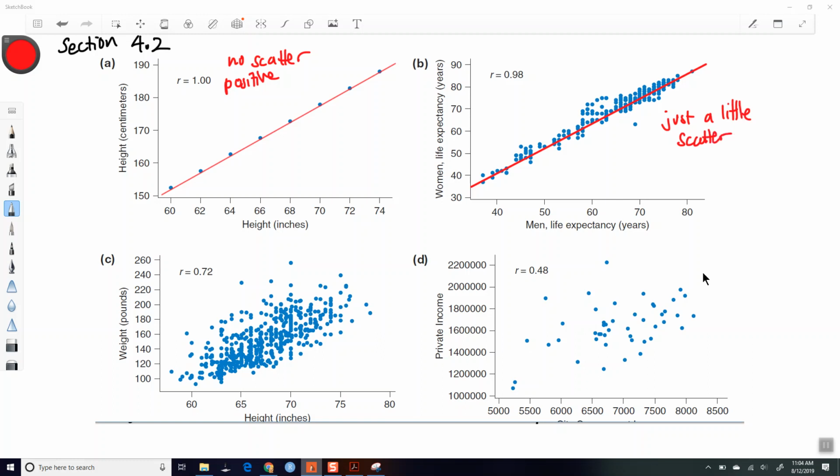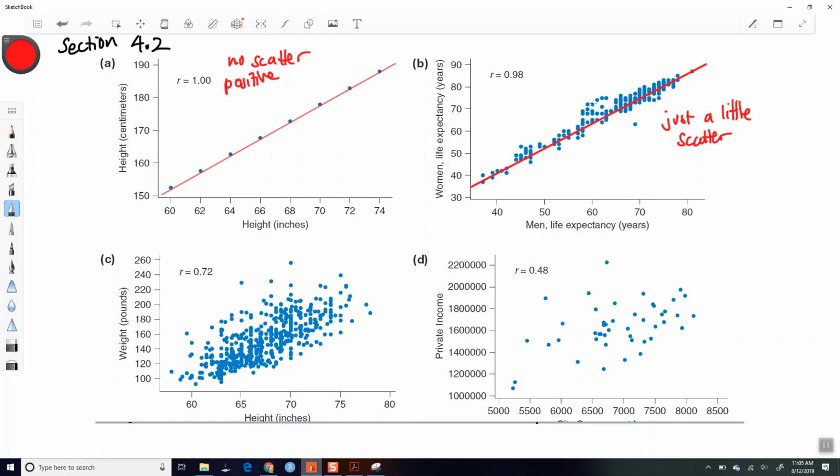And still a positive relationship. This is life expectancy for men and life expectancy for women across different countries. Here's a country where the mean life expectancy for men is like 80, and for women is like 85 or something. Over here, the mean life expectancy for men is 60, and for women it's 62, 68, or 70 or something like that.